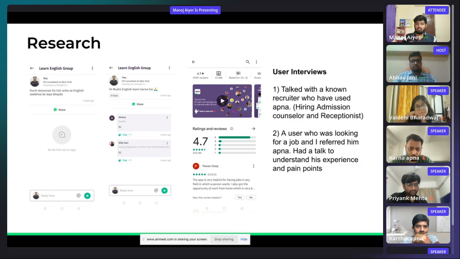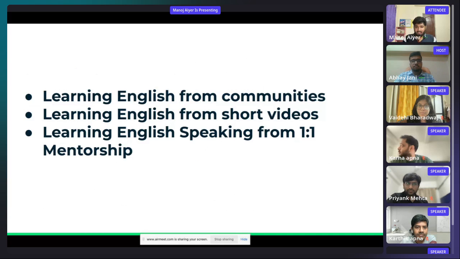But one thing he wanted is badges that say, okay, this person knows English and Tamil, this person knows English and Hindi, and what the level of accuracy is, spoken and all. Next is a user who was looking for a job, and I referred him to Apna. He had been looking for a job for a long time. I referred Apna to him, and he was able to get some interview calls. I was very happy for that.